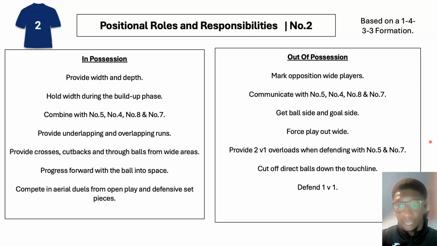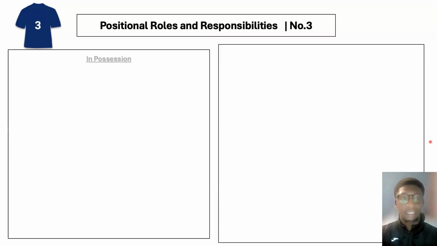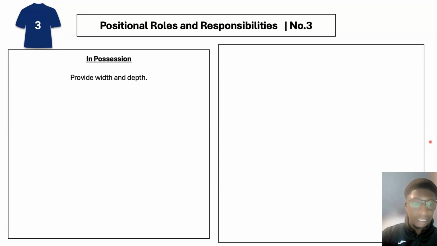So as a fullback, when you're matched up with a left winger or right winger, it's how good are you defending 1v1, aiming to force play out wide where possible, and then compete aerially as well. So the next slide now, I'm just going to look at the number 3. So similar roles and responsibilities, just opposite ends.